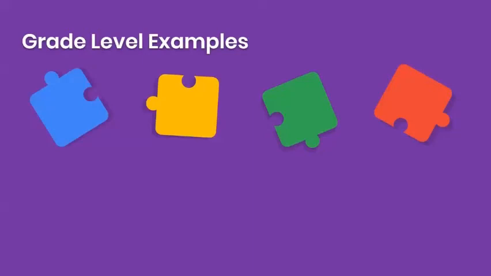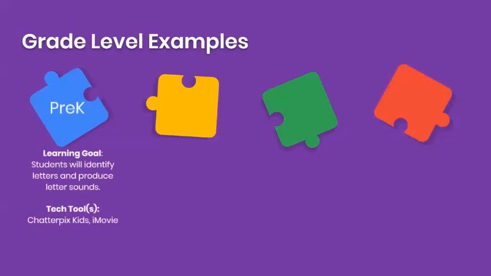So we want to go over some grade level examples of what this could look like applied to lessons or goals. And we're going to start with pre-K. So in pre-K, we looked at a learning goal of students will identify letters and produce letter sounds. The technology tool we're going to be using is ChatterPix Kids. And you can also supplement that with iMovie with teacher support.